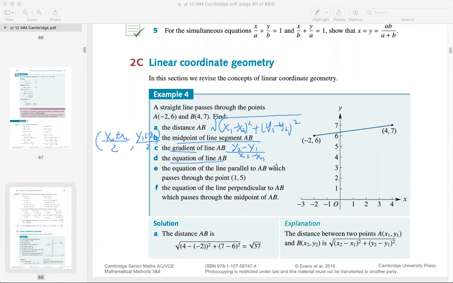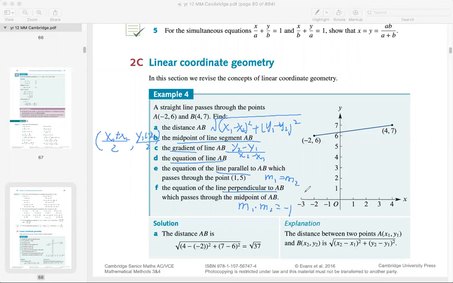Equation of the line AB, you can use any method you like. Equation of a parallel line, so m1 equals m2. Equation of a perpendicular line, gradient m1 times m2 equals -1. So essentially for example 4, these are all the formulas you need to remember. Okay, let me say it again. All these formulas you need to remember. Then you are able to do this, okay?